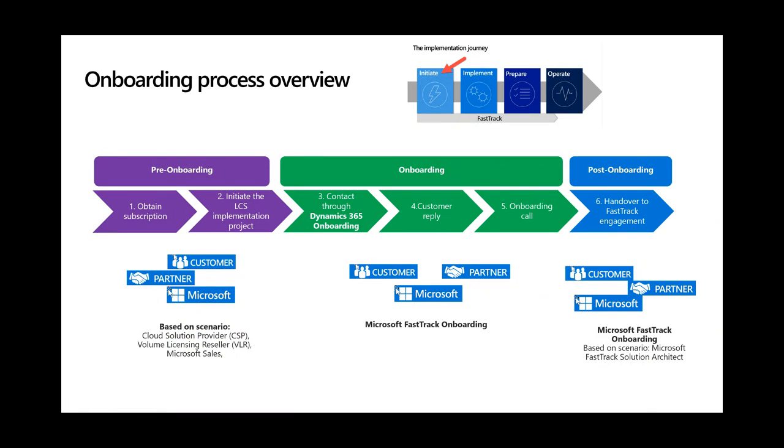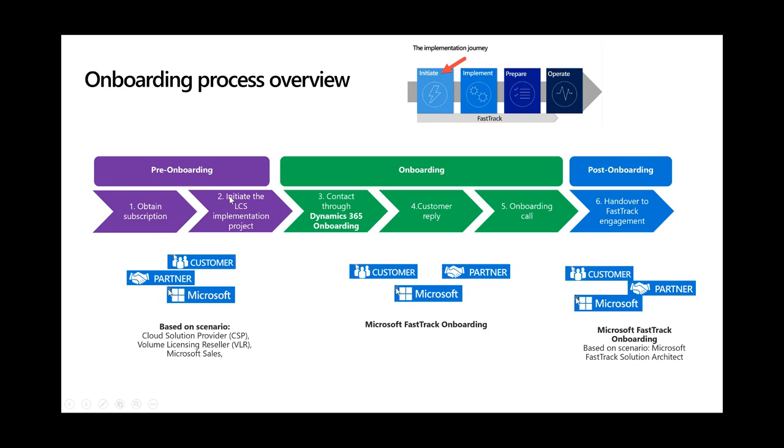Looking at the process, we can see that onboarding actually consists of 3 sub-phases: pre-onboarding, onboarding, and post-onboarding. In each of those phases, customer, partner, and Microsoft are engaged. But there are different individuals from each team involved at the different stages. And there are some differences based on how the subscriptions are purchased and what Fast Track program level applies to the project. In pre-onboarding, the customer first obtains the subscriptions and they initiate the LCS implementation project.